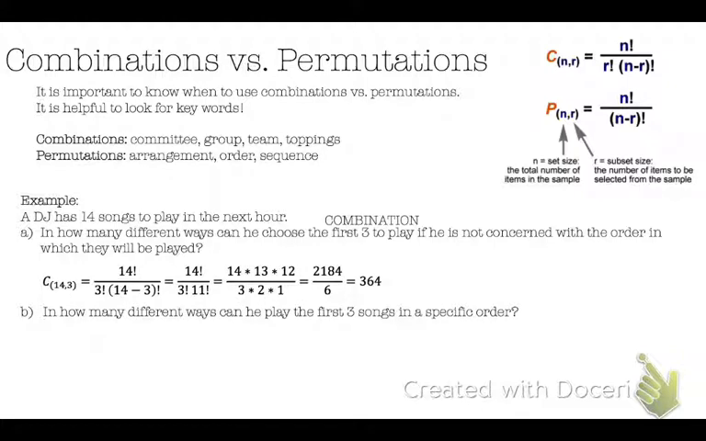Okay, what if we care about the order? Well, that would be a permutation. So that's 14 factorial over 14 minus 3 factorial. So 14 factorial over 11 factorial, which is 14 times 13 times 12, which is 2,184.